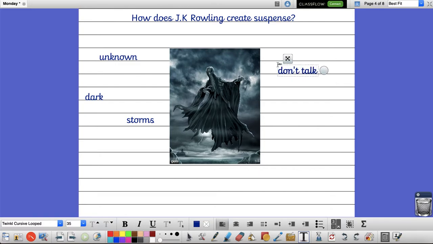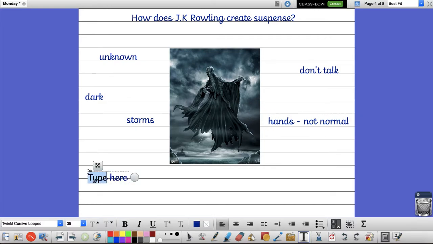Now, because they don't talk, we don't know what they sound like or what they say, and they might not even speak at all. So it's that unknown thing about them. She does give us a glimpse of these creatures, and so we can see that they have got these hands, but the hands aren't like normal human hands. So let's put that down, not normal. So she makes something quite different.